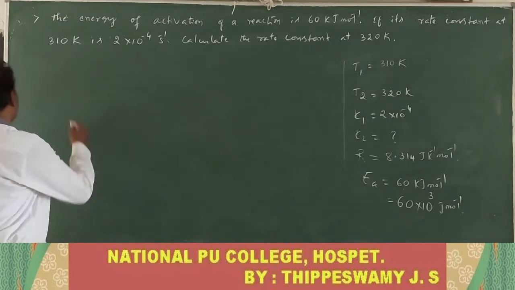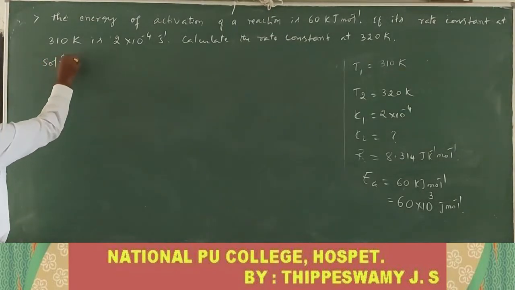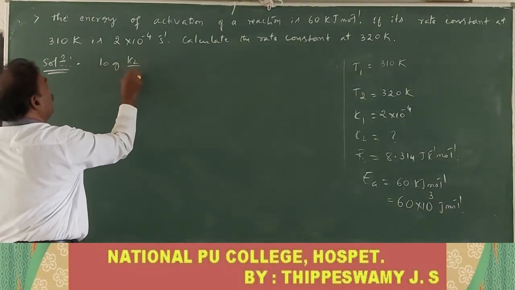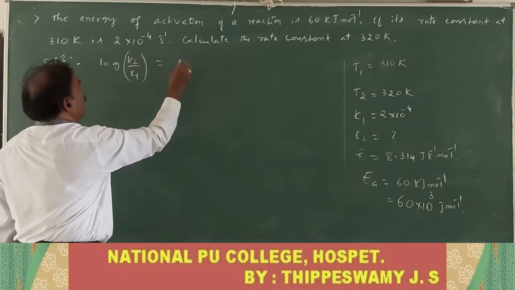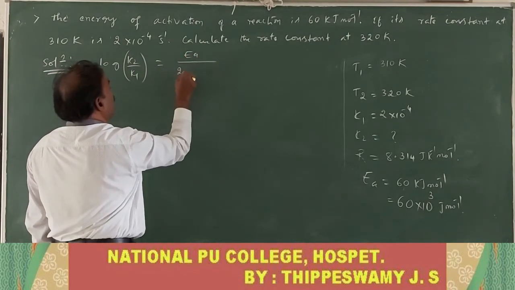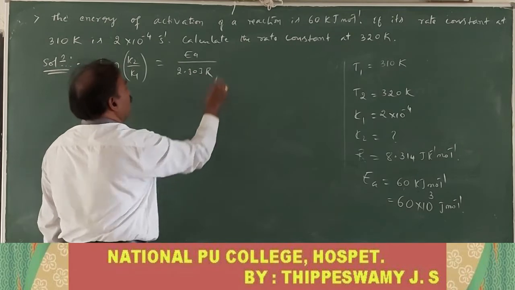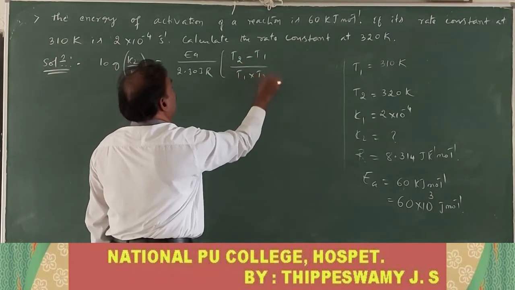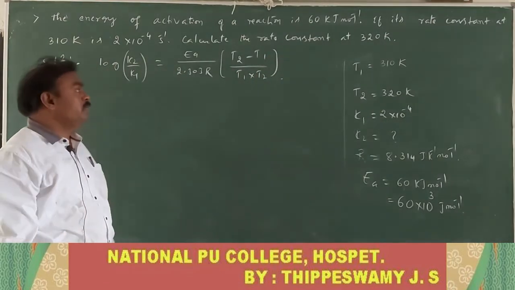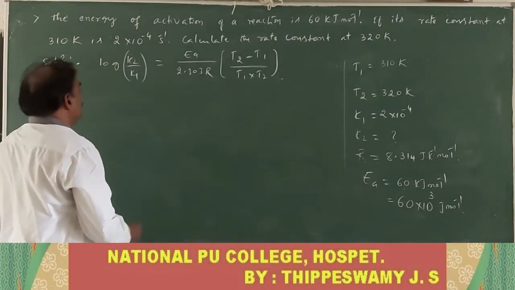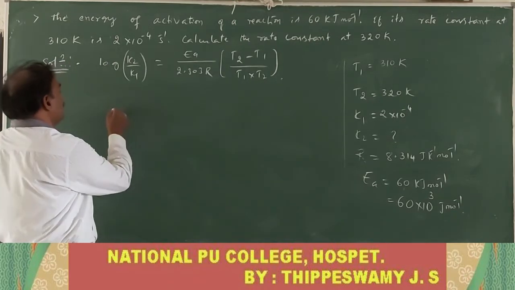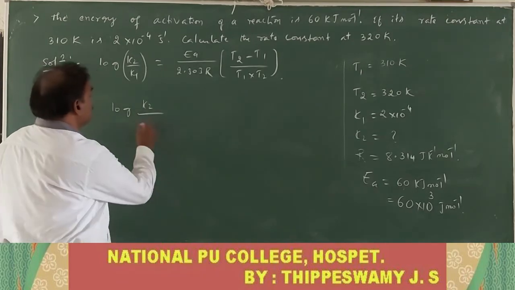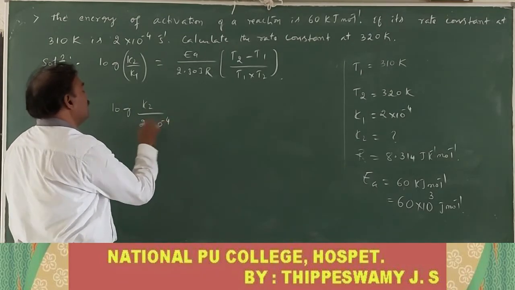Now can you tell me, what is the Arrhenius equation at 2 temperatures? Log K2 by K1 is equal to EA divided by 2.303 R into T2 minus T1 whole divided by T1 into T2. This is the formula. Substitute the values. Now we have to find the value of K2. So log K2 divided by K1. The value of K1 given is 2 into 10 to the power minus 4, we take.